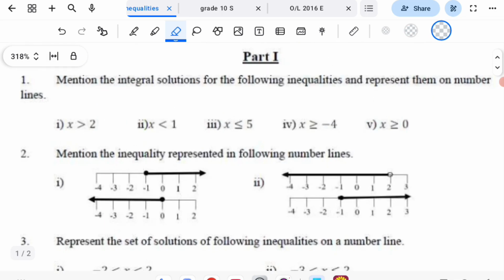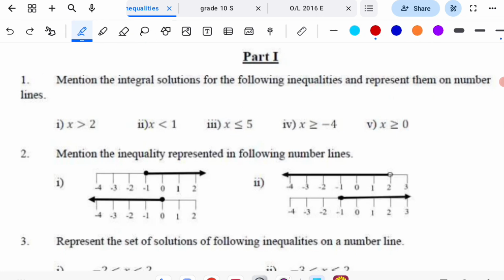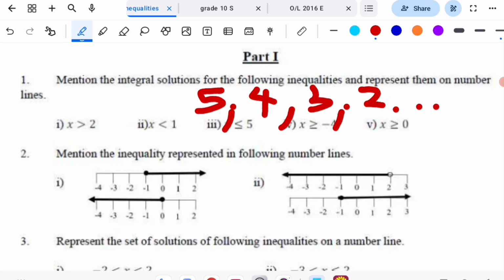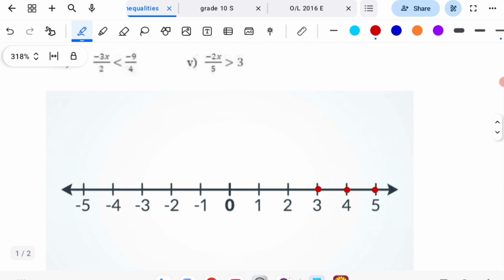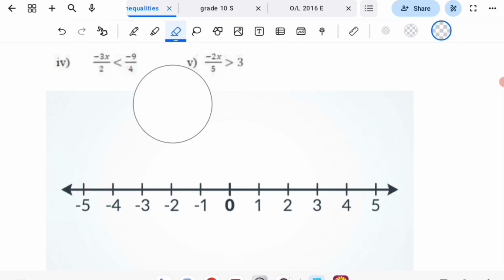In part 3, x less than or equals 5. There is an equal sign. Therefore, we can get 5 and less than 5 numbers. Then we can write 5, 4, 3, 2 like this. Then we can mark on the number line 5, 4, 3, 2, 1, 0, minus 1, minus 2, minus 3, minus 4. You can draw any range for the number line and you have to represent 5 or less than 5 integers on the number line.